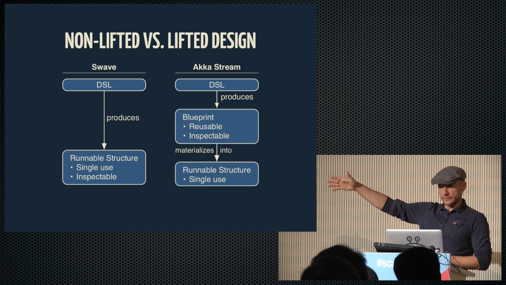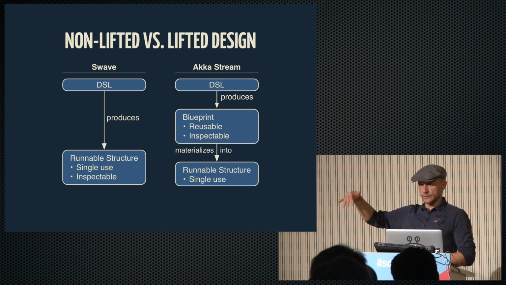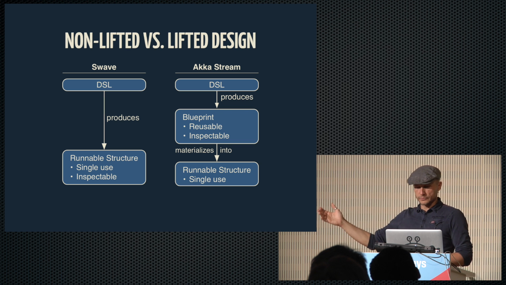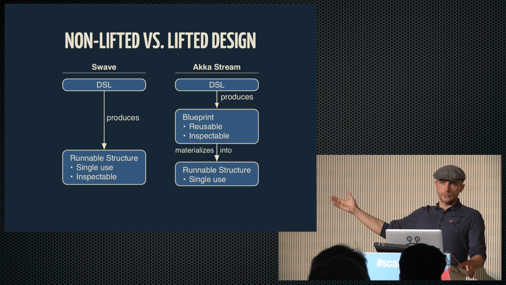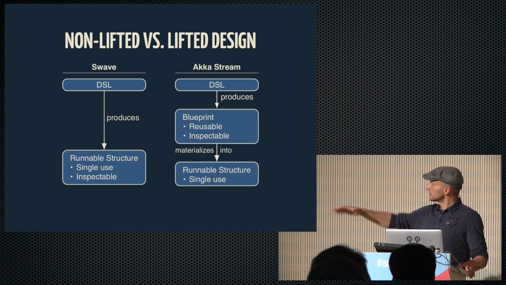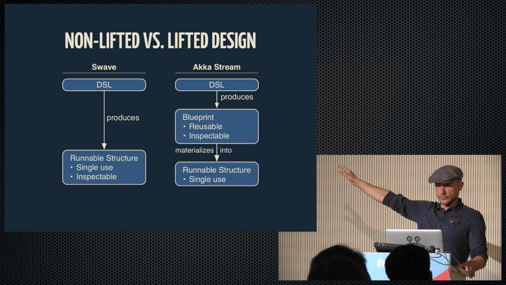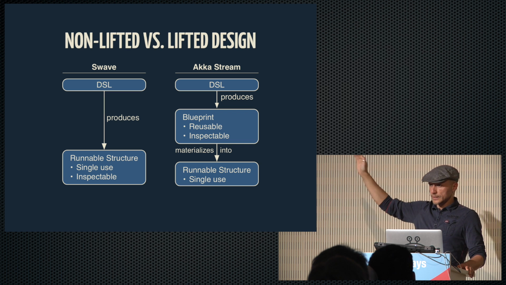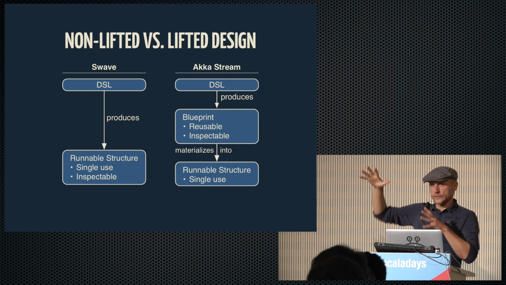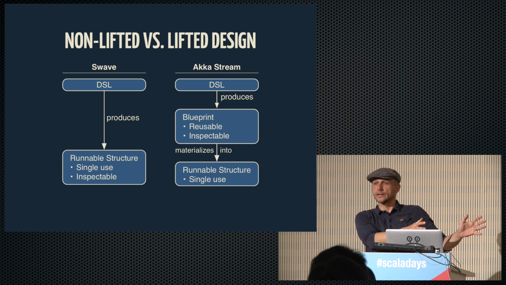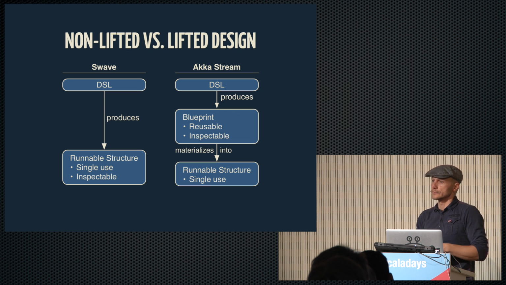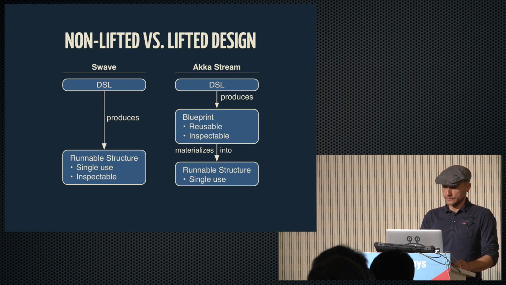And you can see how the approach on the left side might be faster in certain situations, depending on whether you're rematerializing an existing blueprint or not. And of course, there are benefits to having a blueprint. So this is not an invalid approach at all. It's a very valid approach for Akka Stream. It's just, with Swave, we want to explore the other side. What happens if we don't have blueprints? What can we do? What can we not do?